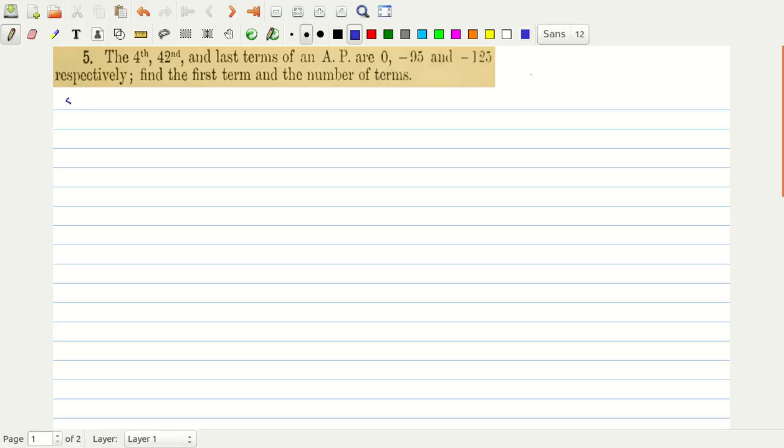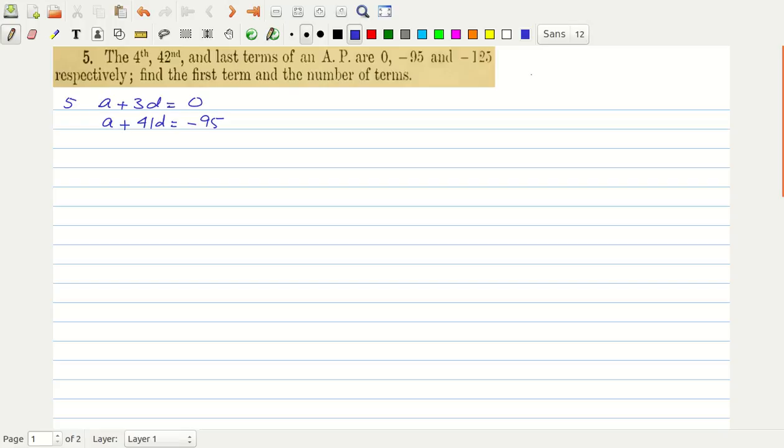So the fourth term is a plus 3d, this is equal to 0, correct. What about the 42nd term? This is a plus 41d, this is equal to minus 95, right. So from these two equations we can find a and d.